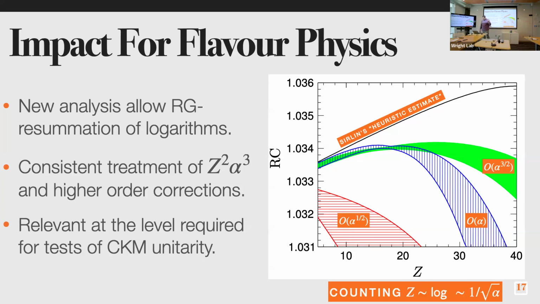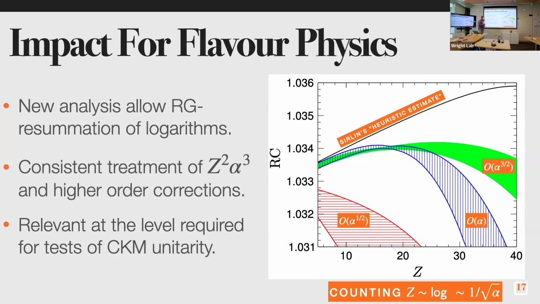where we count Z and logs as if they're about 10, right? So 10 is like 1 over square root alpha. We just assign those numbers a formal counting with respect to alpha. And so that's how you get funny terms like order alpha to the 1/2. Alpha times log is in this counting order alpha to the 1/2, or Z alpha is alpha to the 1/2. So we just keep terms at higher orders in this expansion. And then the band is obtained.